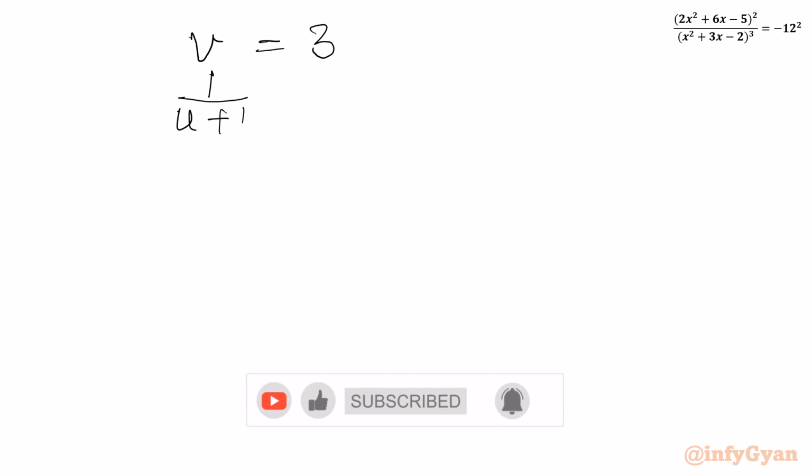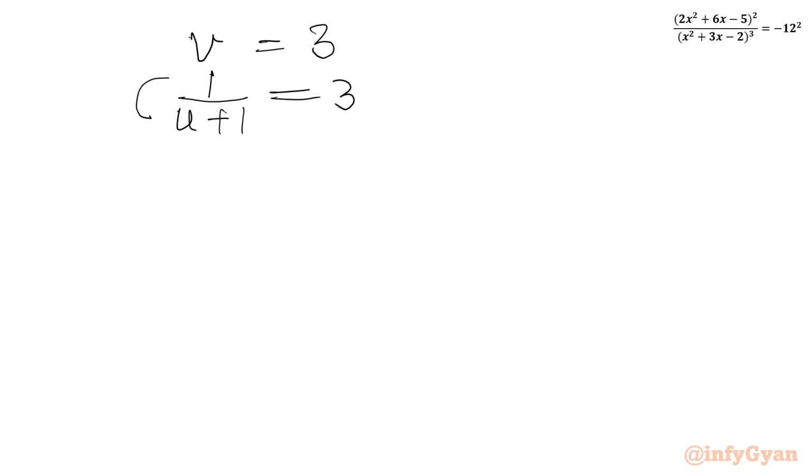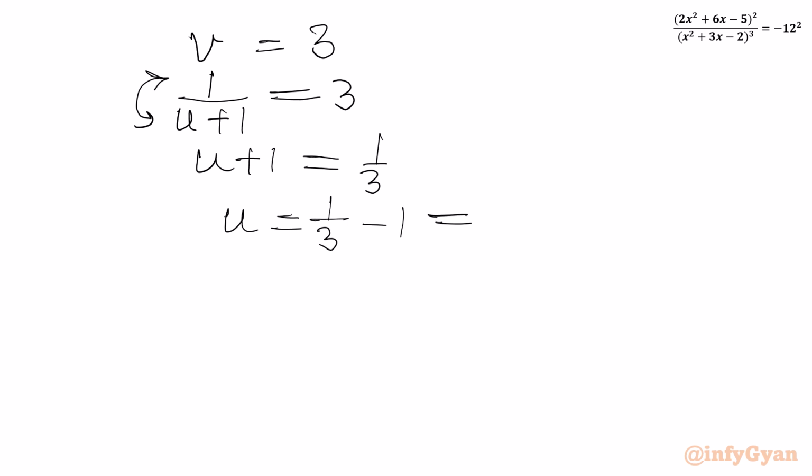v equal to 3. Now v was our substitution, 1 over u plus 1 equal to 3. Now I will switch numerator and denominator, or take the reciprocal of both sides. We will get u plus 1 equal to 1 over 3. Take away 1 from both sides. We will get u equal to 1 over 3 minus 1, or I can write 1 minus 3, which is minus 2 over 3.